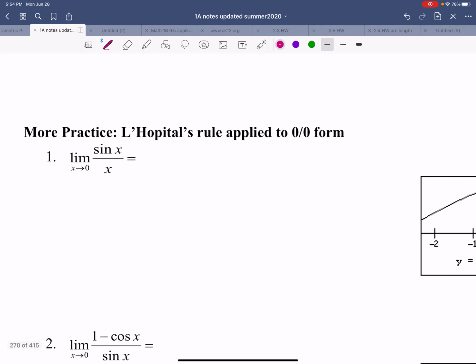L'Hopital's rule. Next, limit as x approaches 0 of sin x over x. We have seen this one earlier. We also did it numerically, graphically, and we saw this as a special trig limit. We saw the geometric proof of this special trig limit.